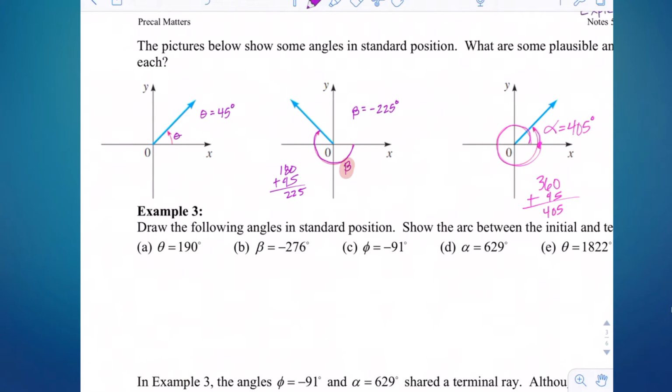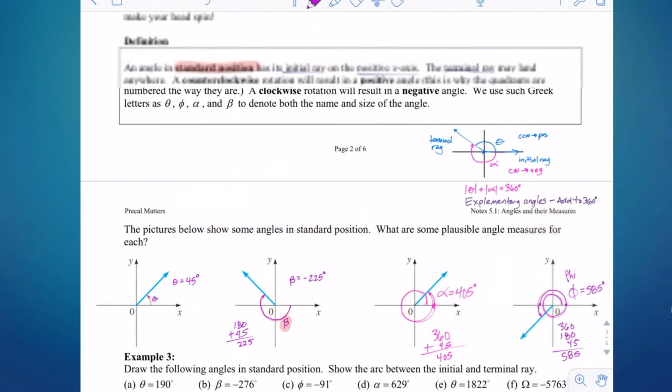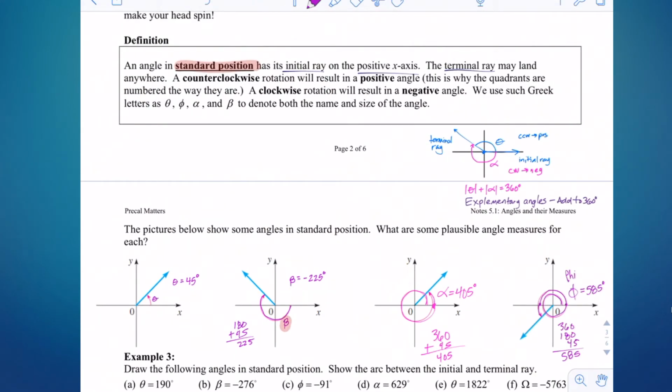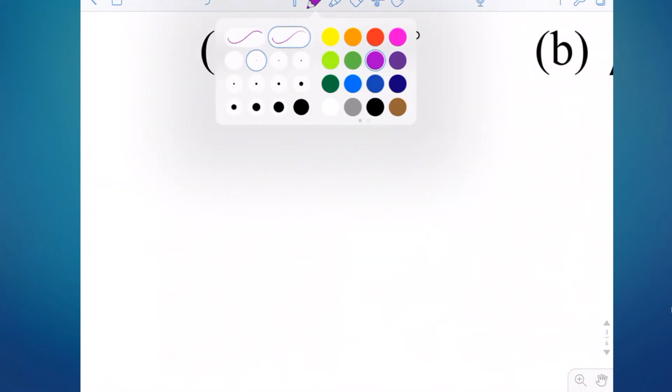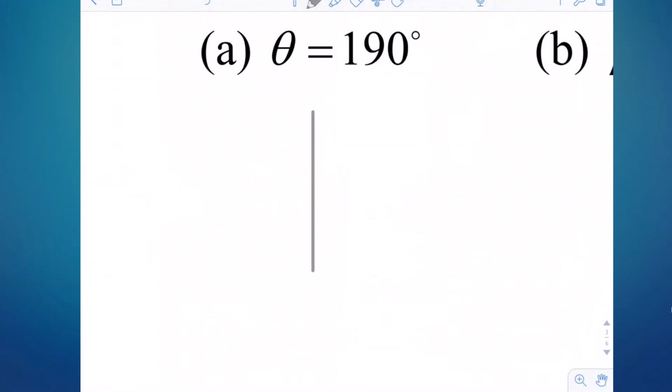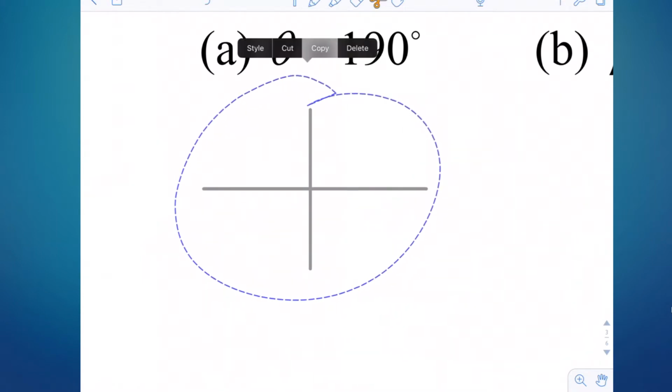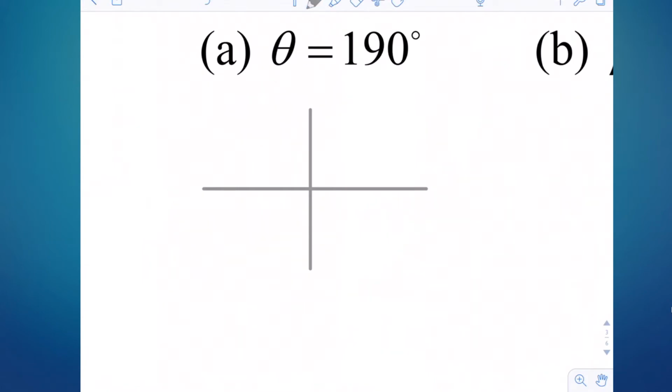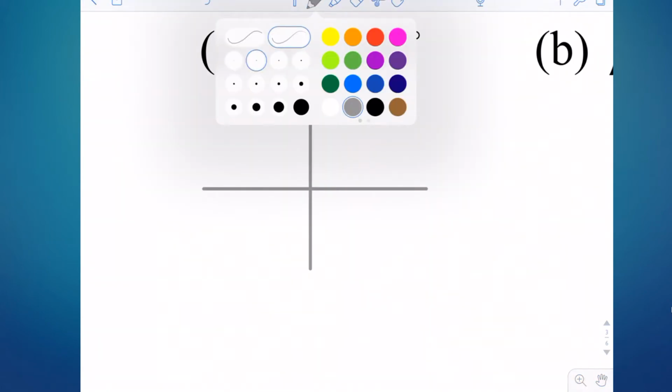English alphabet? All right, example 3. Now we're going to draw them. So here's where if you want to come up here, or maybe redraw one set, we're going to need a set of X and Y axes. And I'll use gray in this case. And I'm just going to copy and paste it. All right, so 190 is theta.